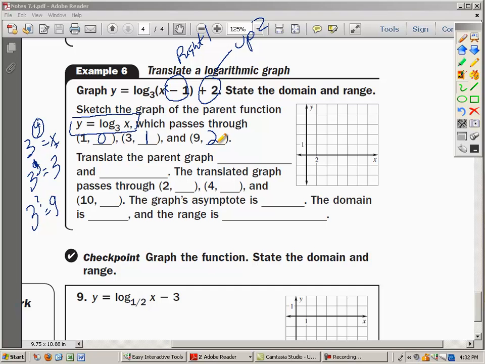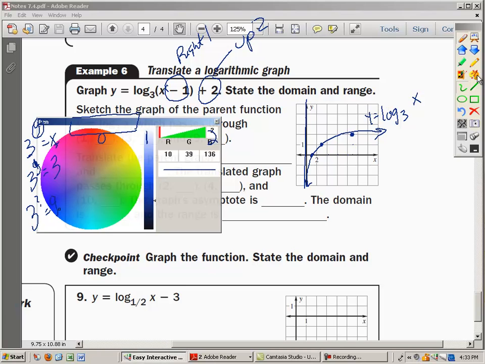Let's go ahead and plot those points. I'll do those ones in blue. So that's the point 1, 0, which is right in there. The point 3, 1, which is right in there. And the point 9, 2: 2, 4, 6, 8, 10, over back here is 9. And then 1, 2 is right in there. Again, this is the inverse of an exponential growth function, so it's going to mirror an exponential growth. We have a vertical asymptote here. So let's take a look at the parent graph first. Here's the parent graph, which is log base 3 of just x all by itself.